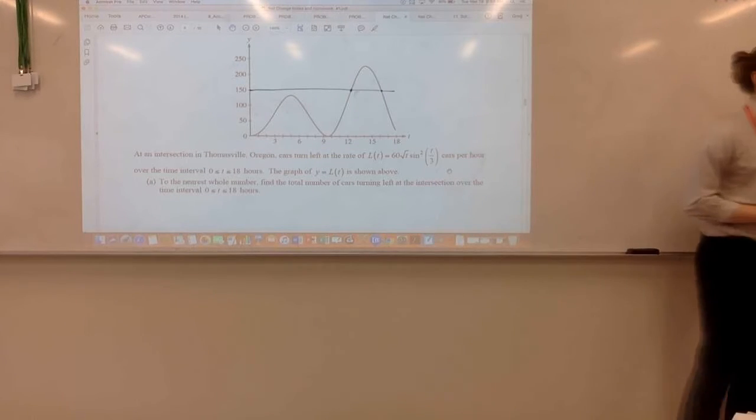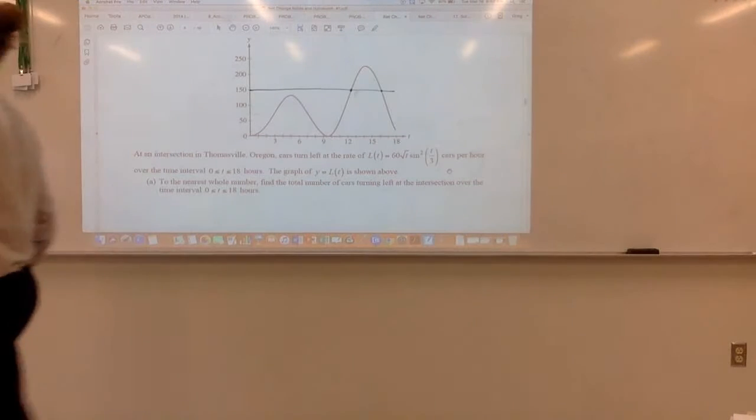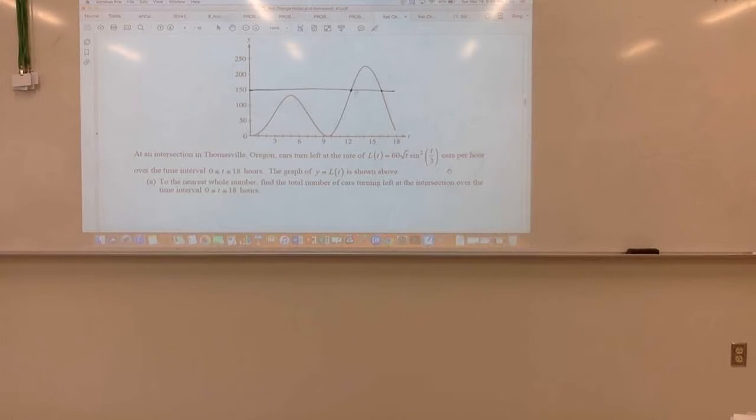Why is my thing not working? It's not letting me hit my second curve. 12.48, 16.122. We want to graph the line y equals 150 as well. So how do I do it? Go back to y equals.